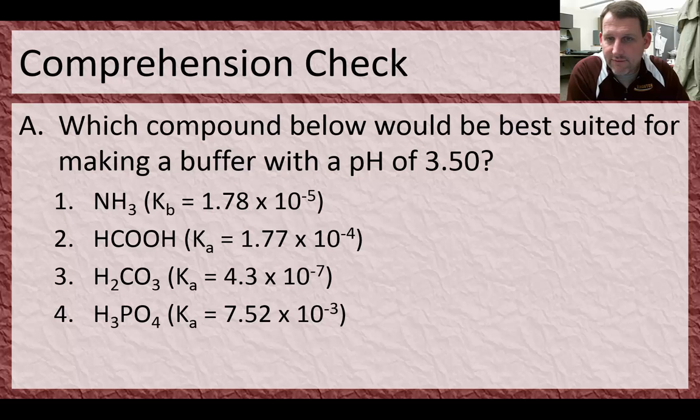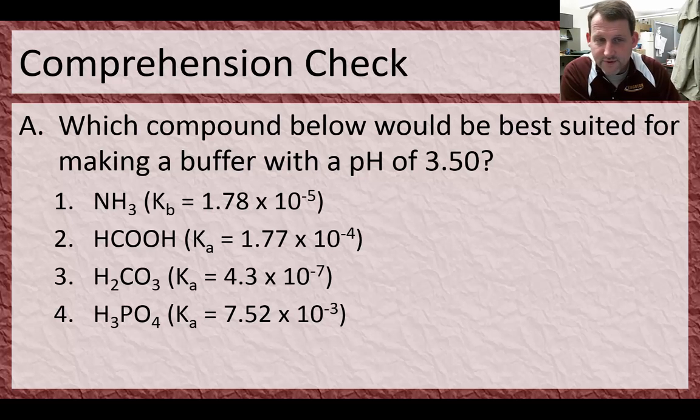What we're trying to find here is which of these would be the best suited acid if you needed a buffer with a pH of 3.50. Now remember, if you're going to have a buffer, you want it to be at its strongest, highest capacity possible at the pH you're looking for. So go ahead and take your time, figure out which of these you think would be the best acid for a pH of 3.50, and then let's talk.